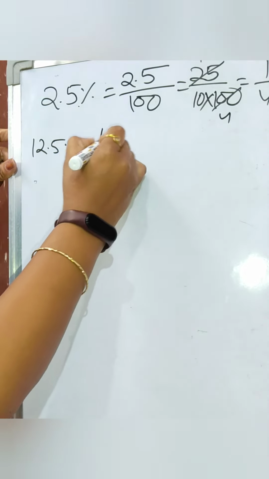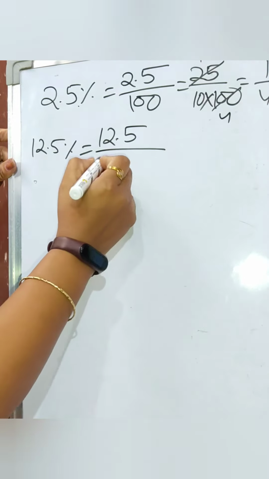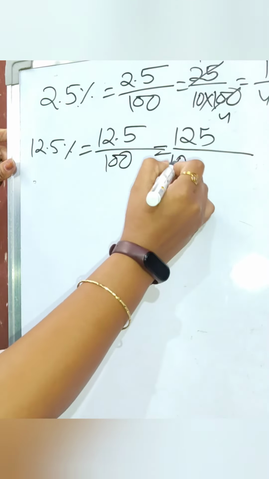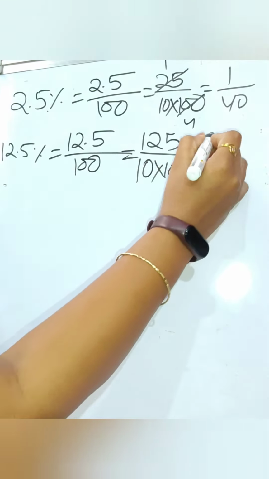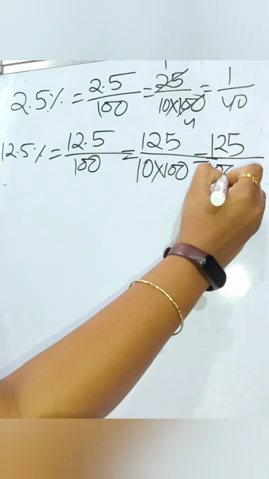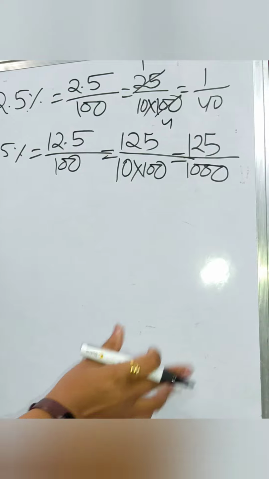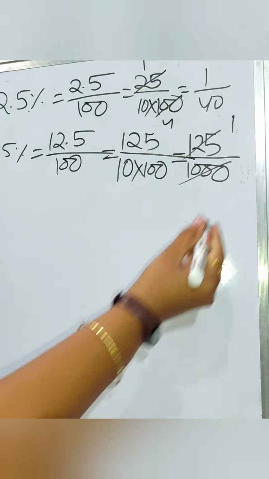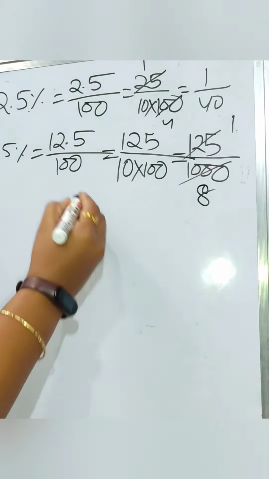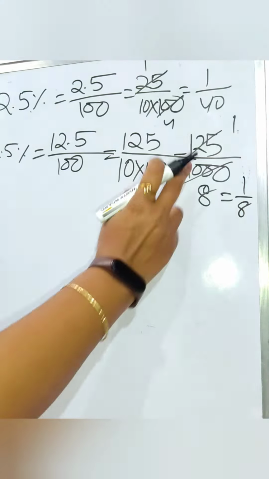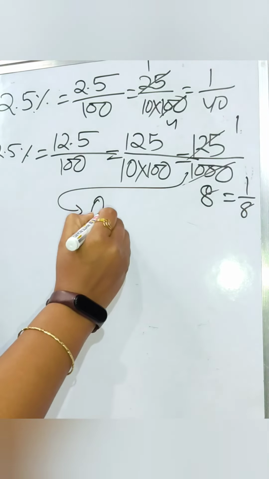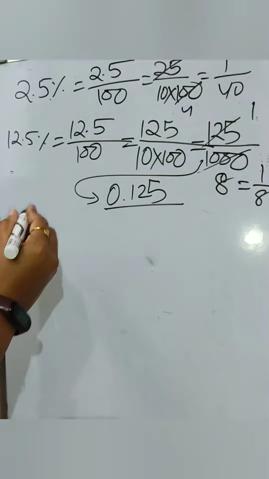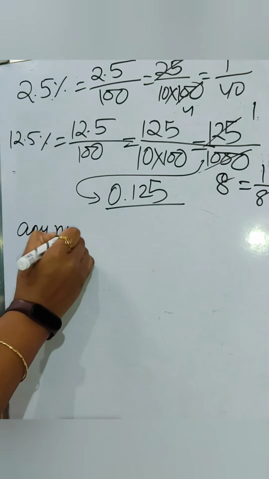Similarly, 12.5%, that is 12.5 divided by 100. Yes, because percentage means divided by 100, and then 12.5 means what? 125 by 10. So 125 by 10 into 100 which means 125 by 1000. So if you cancel out you will get 1 by 8. Even you can write it directly into decimal, that is 125 by 1000 is equal to 0.125.